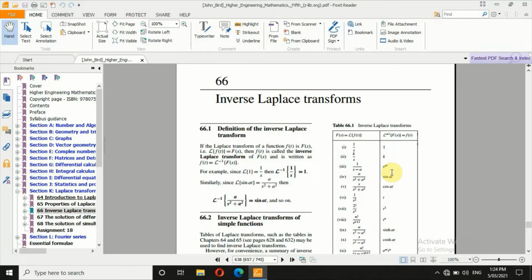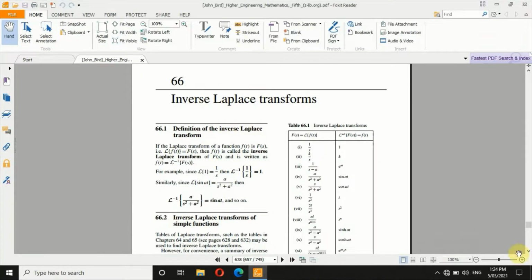Today we are going to consider Laplace inverse transforms. If you remember, in our first three classes, we were dealing with how to find the Laplace transform of a particular function f of x. Now today we want to consider the opposite of it, which is the inverse of the Laplace transform.